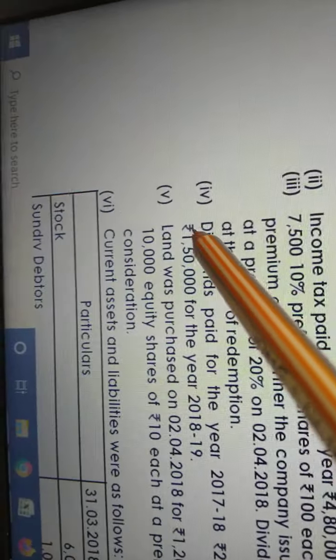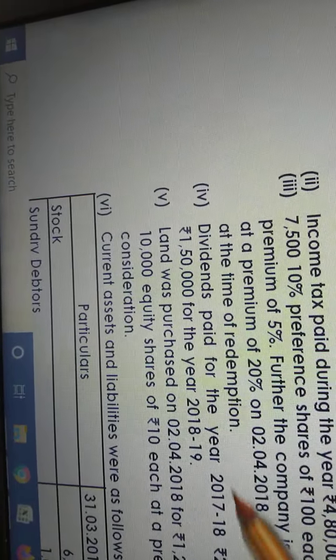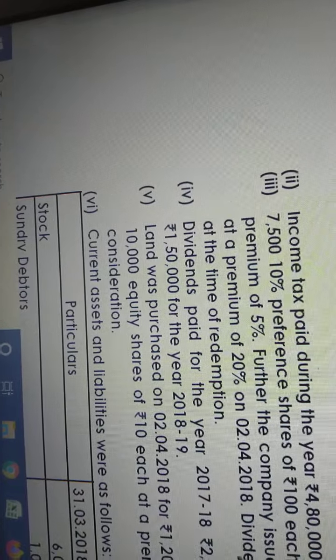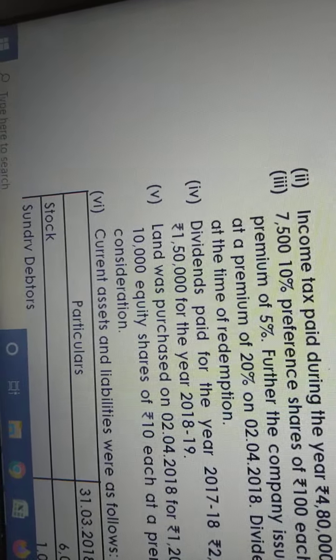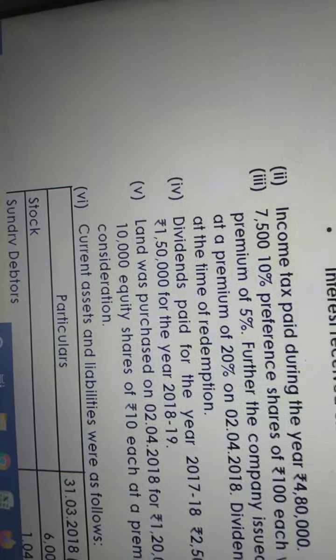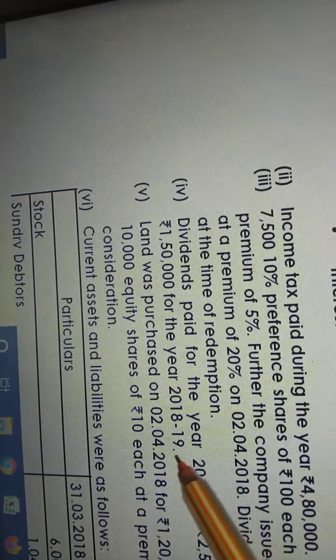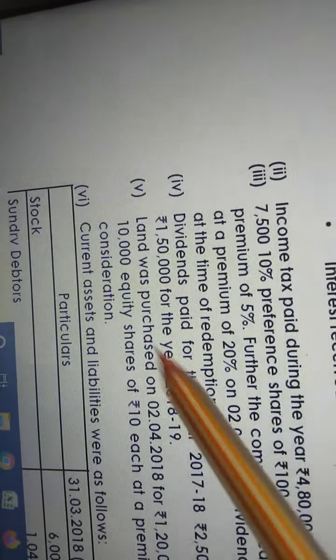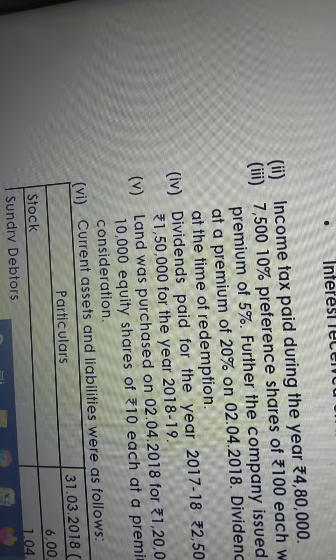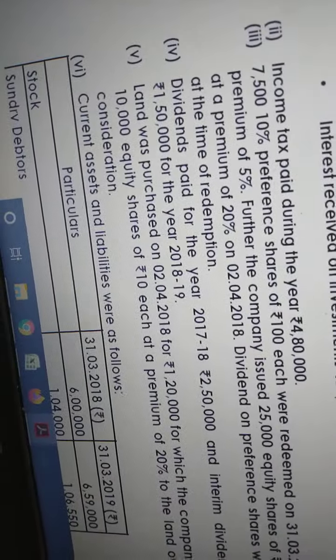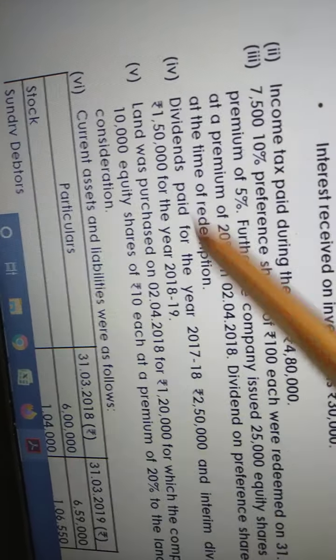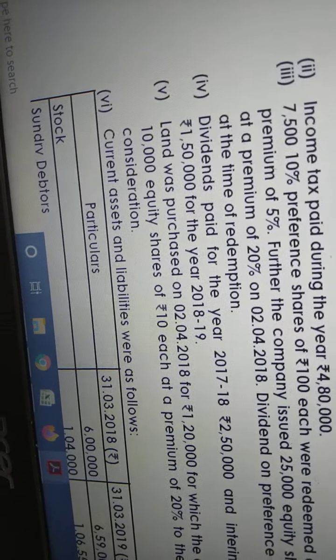And one more point they gave: additional dividend. Dividend paid for the year 2017-18, assuming this 2017-18 dividend is paid in 18-19, and also interim dividend paid in 18-19, again 1,50,000. So these two items are paid in 18-19 only. With this understanding we have to solve the problem. So interest on debentures paid.